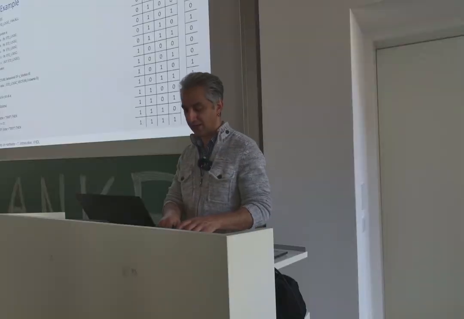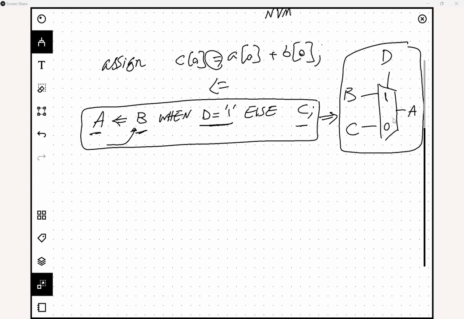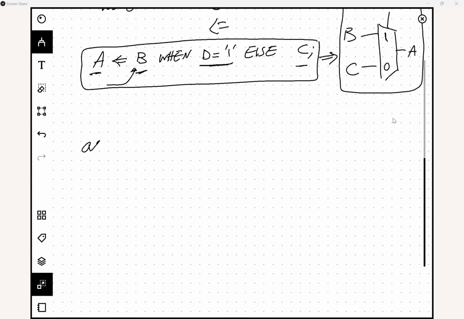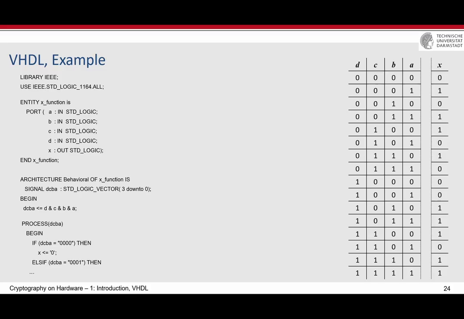In Verilog, what did you have? Anybody remembers? Verilog? Yeah. For example, you say assign DCBA equals what? Like this: D, comma, C, comma, B, comma, A, like this. No? This was the concatenation in Verilog. Now you need to put the ampersand here.